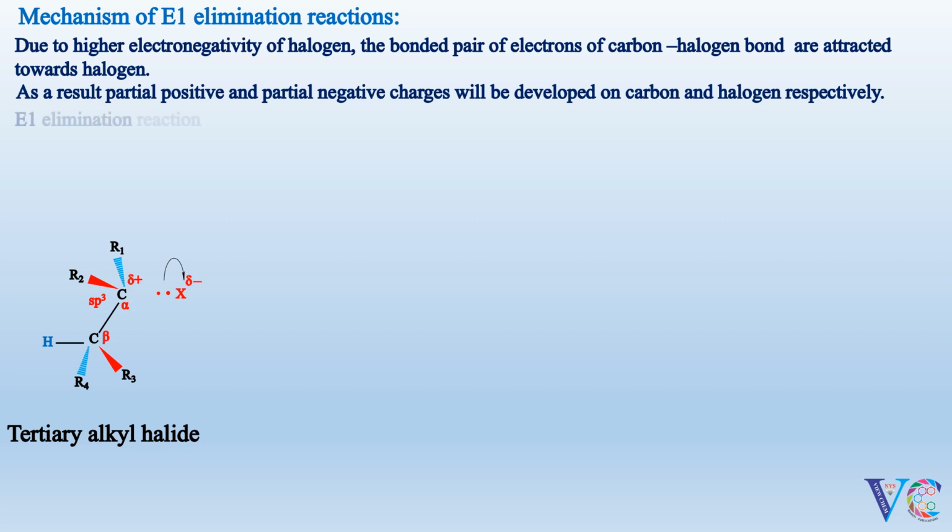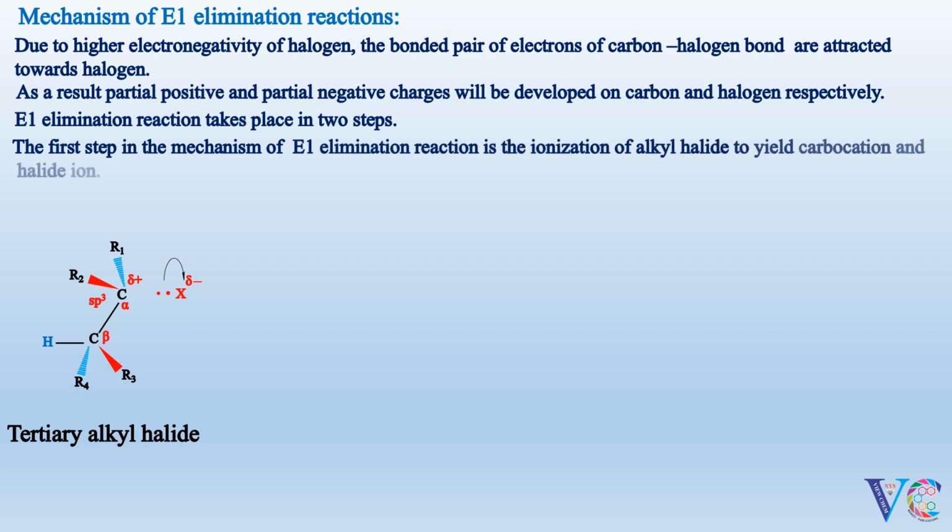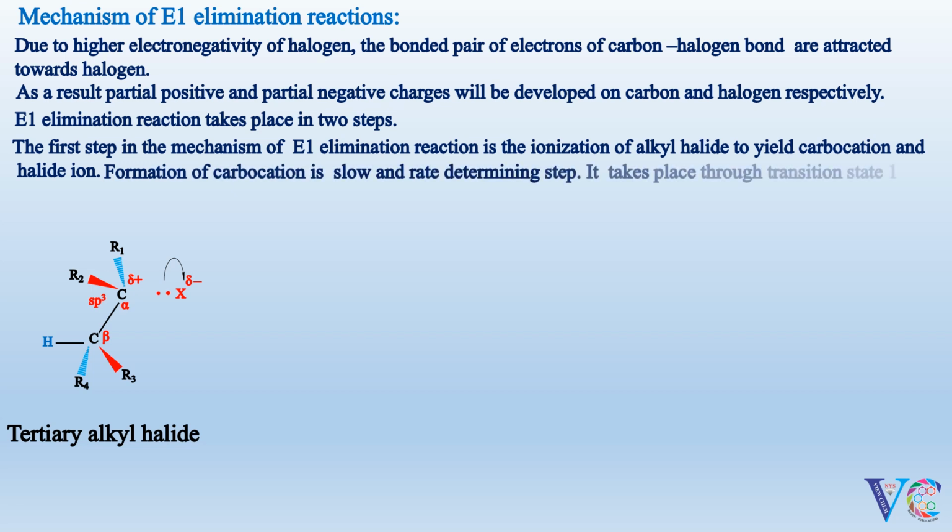E1 elimination reaction takes place in two steps. The first step in the mechanism of E1 elimination reaction is the ionization of alkyl halide to yield carbocation and halide ion. Formation of carbocation is the slow and rate-determining step. It takes place through transition state 1.